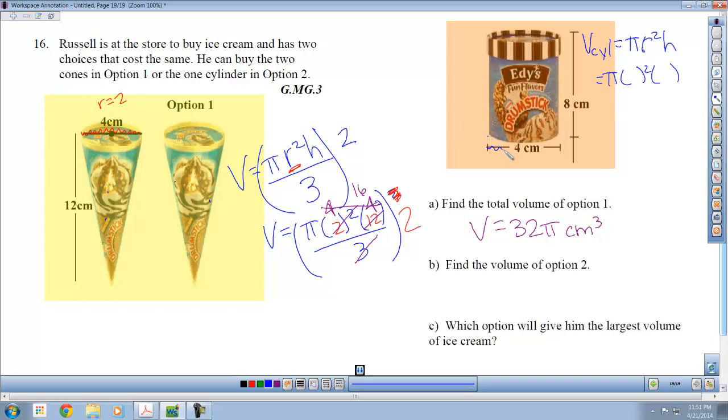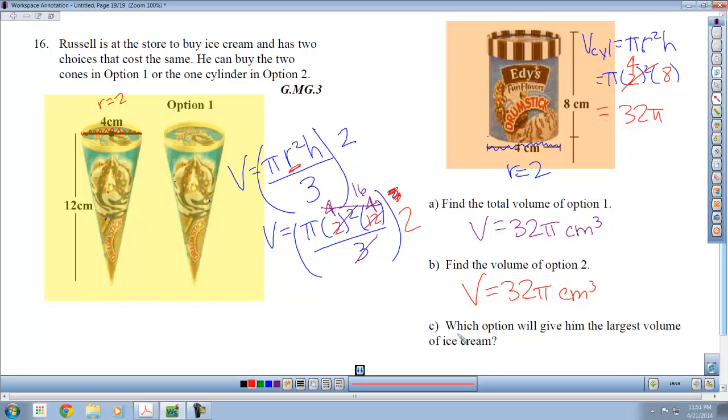Once again, be careful. They're not giving us the radius. What are they giving us? The diameter. So what would the radius be this time? It's going to be 2. So I'm going to fill in a 2 here, and my height, of course, is 8. So 2 squared is what? 4, and 4 times 8 times pi gives me 32 pi. So the volume for the cylinder of ice cream is 32 pi centimeters cubed.